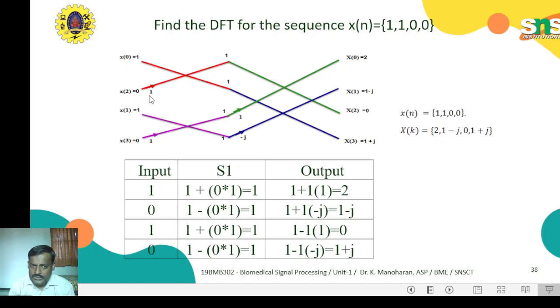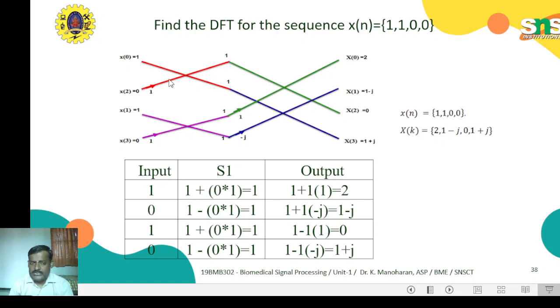And this 0, that is the second input, will be multiplied with the twiddle factor. So 0 into 1 is multiplied. After the multiplication result, that should be combined with this another input. That's why I am putting a bracket here. So 0 into 1 will be 0. So that will be added with 1, you get a 1 here.